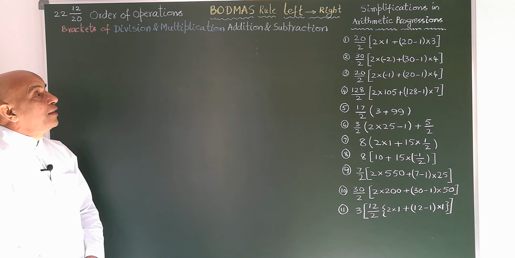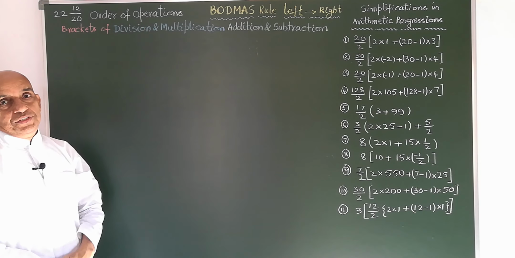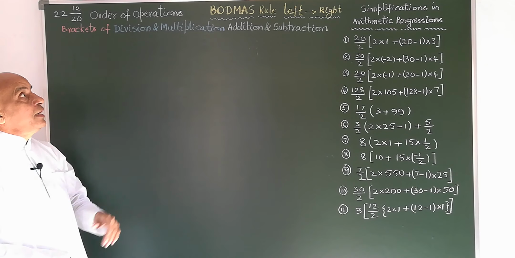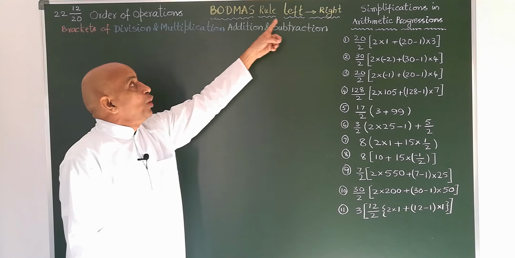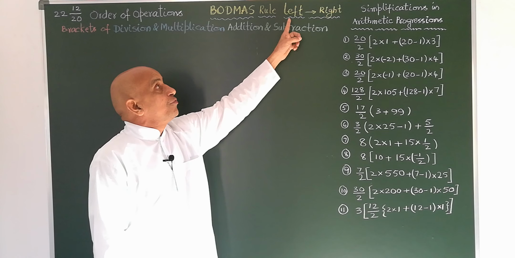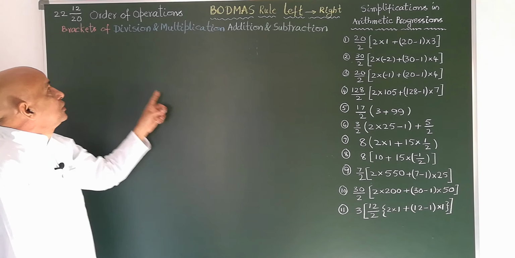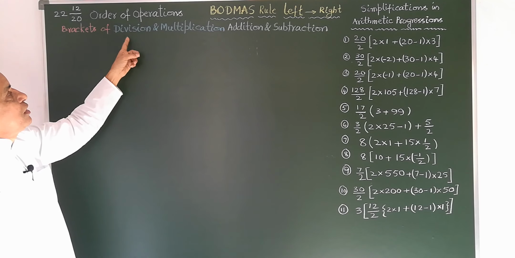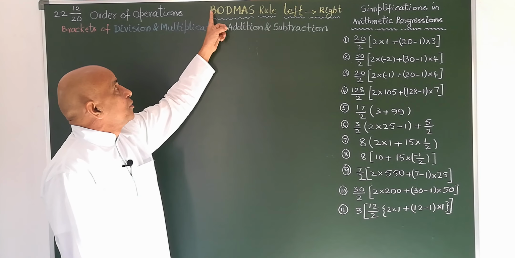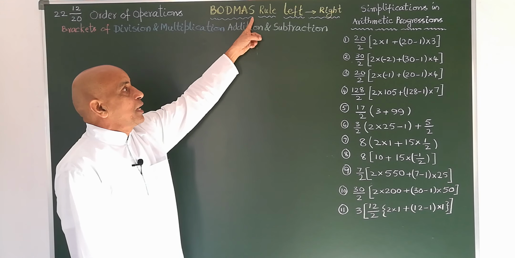So today we are addressing this order of operations. Let us see why it is needed. I will explain the BODMAS rule, and that too it has to be operated from left to right. This BODMAS rule means brackets, of, division, multiplication, addition and subtraction.